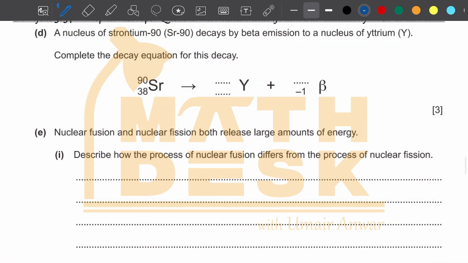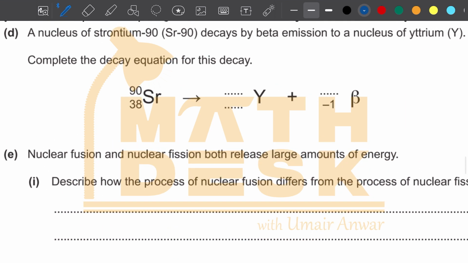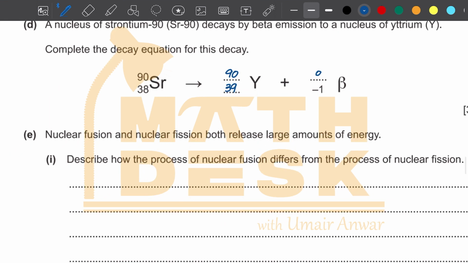A nucleus of strontium decays by the beta emission of a nucleus of yttrium. Complete the decay equation for this decay. So for beta particle, the mass number is 0. The proton number should increase by 1 for yttrium because it is a beta decay, and the nucleon number or the mass number should remain the same in this beta decay.